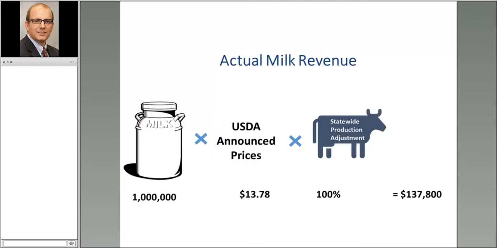So that's the expected revenue. You'd lock in that expected revenue. Then as time goes on, you would calculate the actual milk revenue. So you take that 1 million pounds, then you take the USDA announced prices. In this case, it was $13.78, just a hypothetical example. Then we take that statewide production adjustment. Like Russ said, this is regional, so it's based on statewide production for most of the West. So we look at that. If there was something that would impact that up or down, then this is when that adjustment would take place. So in this case, our actual milk revenue would be $137,800.